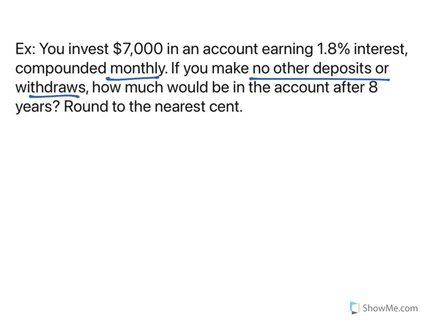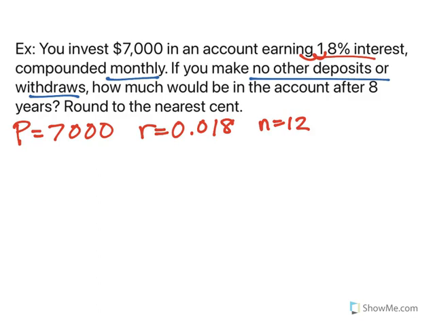So first, let's identify everything we know. We're investing $7,000, so that's our principal or our beginning amount. I'm earning 1.8% interest, so that's my rate. Let's go ahead and change that to a decimal. I move it 2 places to the left, 0.018. We're compounded monthly. That means n is 12 because there are 12 months in a year. And it says after 8 years, so the time is 8.